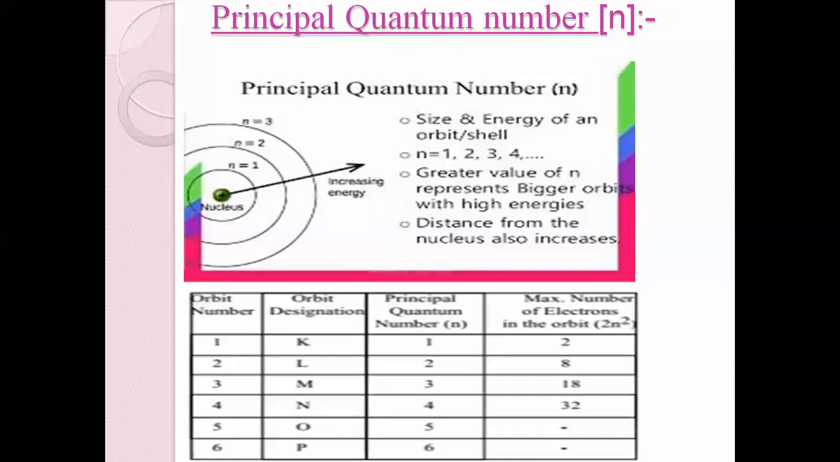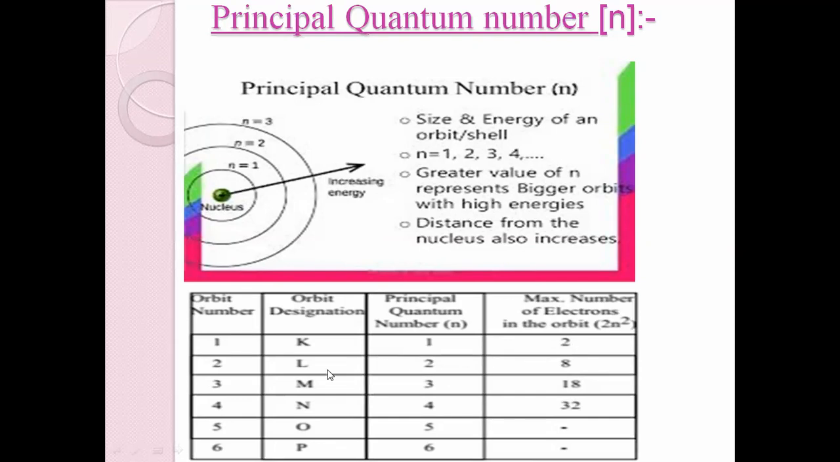मेरे बोल रहे हैं 2 ma'am 2. Yes. So why 2? Because it is 2n square. 2 into what is n? N is 1 over here. So 2 into 1 square is 2.